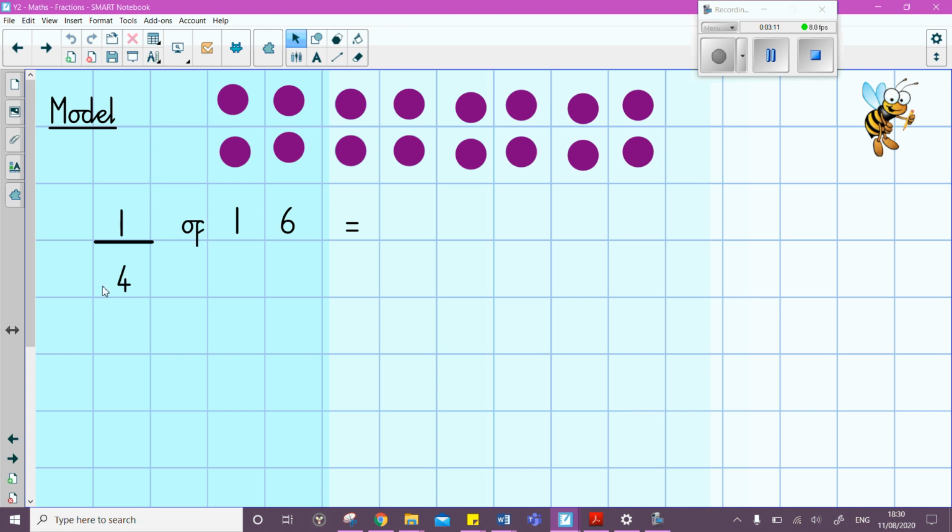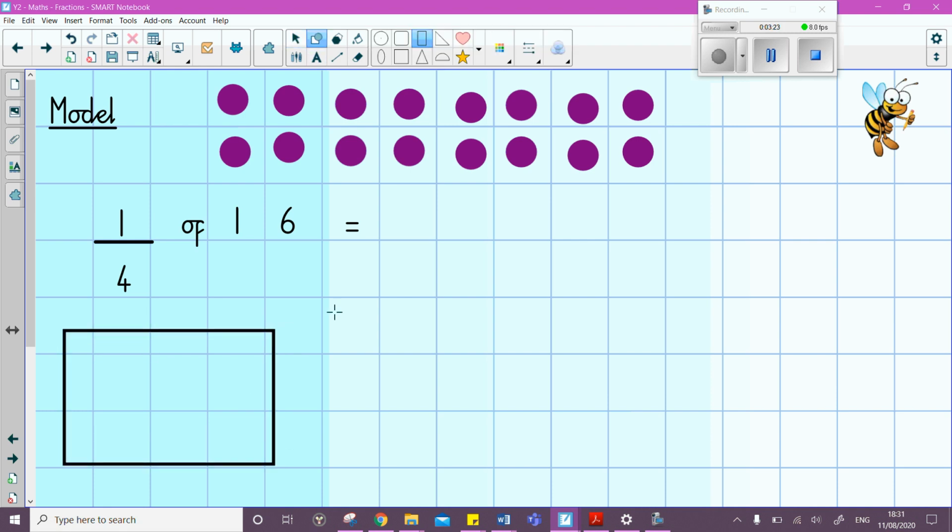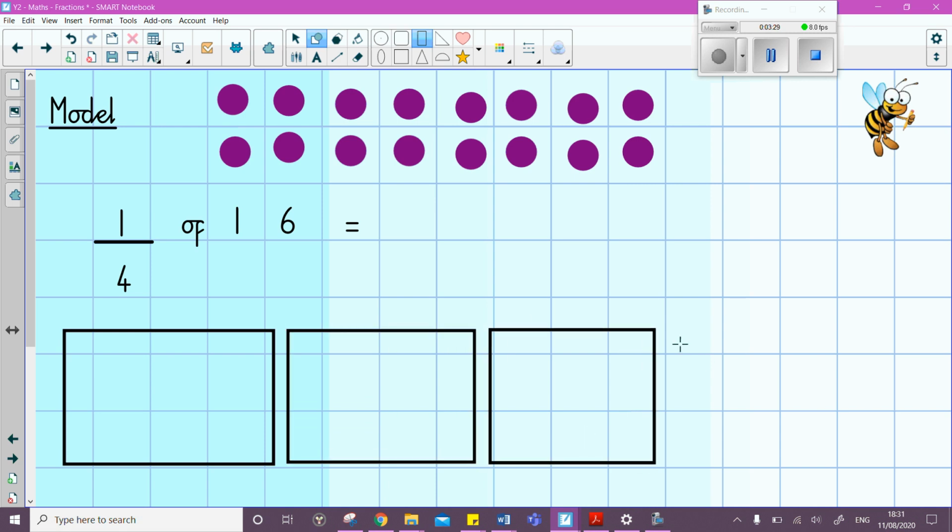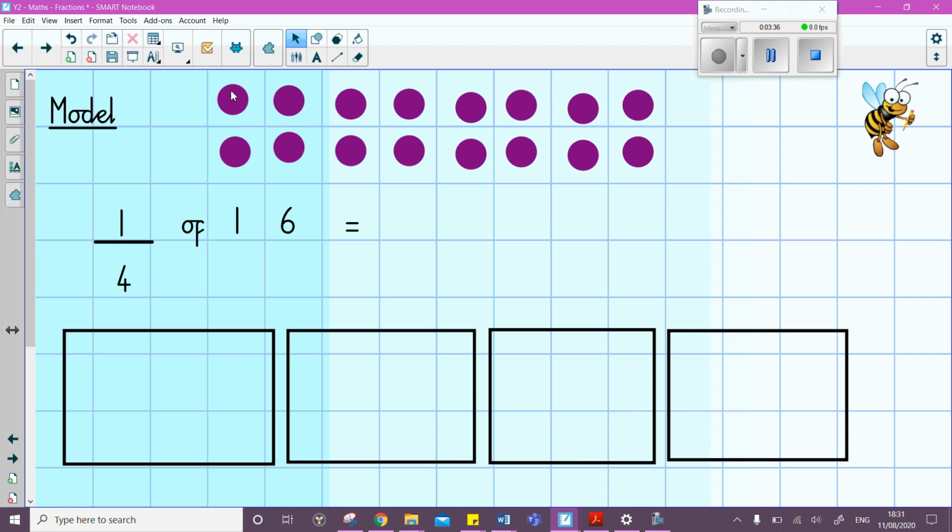Now we're looking at the denominator. How many equal parts am I sharing this amount into? I'm sharing it into 4 equal parts. And I really like to make things really visual for myself, so I'm going to draw 4 equal rectangles, and that will be where I share my 16, I'm going to call them my 16 chocolate buttons. So I'm sharing them into 4 equal parts between possibly 4 friends. So I'm going to share them equally.